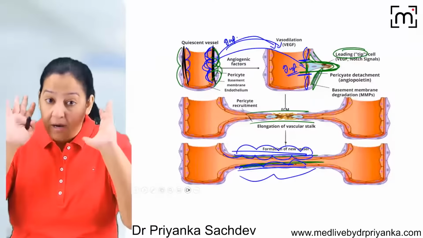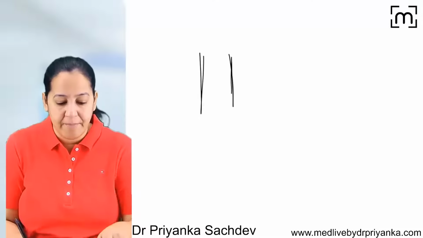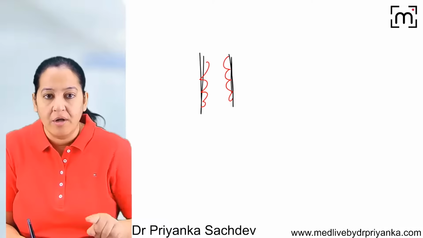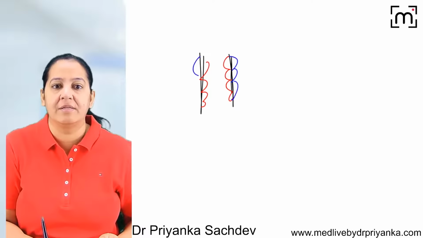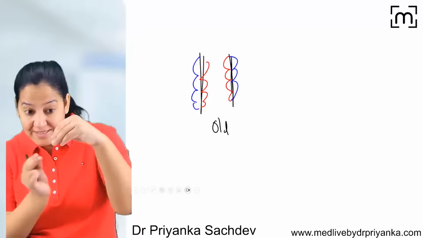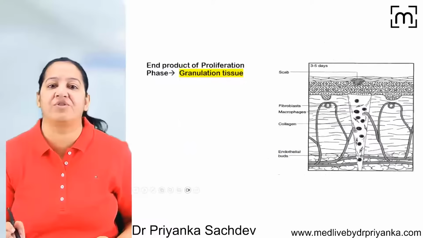Don't learn the steps. Understand this diagram. Try to draw this diagram in your exam. So in your exam, you have to draw old blood vessel in which draw the basement membrane, draw the endothelium on the inner side, and draw the pericytes on the outer side. Label it as old blood vessel. Now, how the new blood vessel is arising from the old one, show all the 7 steps here, label them. So this is how the steps of angiogenesis are there.